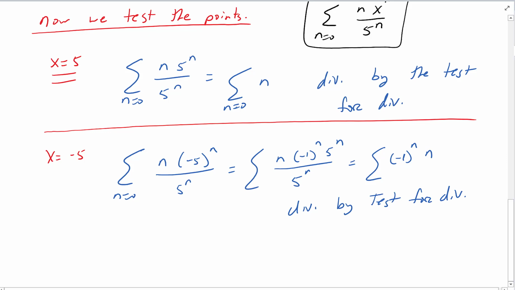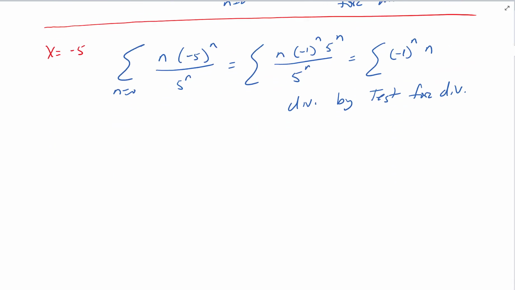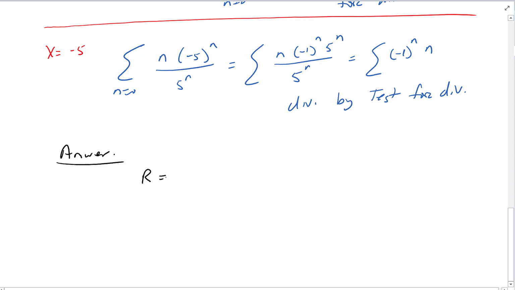If I take the limit as n goes to infinity, this does not go to 0. The plus and minus will alternate back and forth. The n grows to infinity, so we get that this diverges. Now, after doing all of this work, we can get our answer. We know the radius of convergence is equal to 5, and we know the interval of convergence is going to be from minus 5 to 5. Do not include the endpoints.